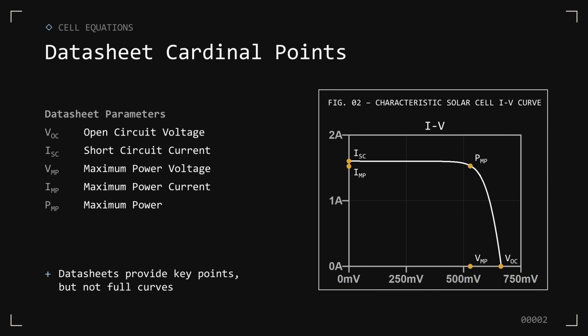The goal of the tool we want to develop is to recover a full model of the cell from just these 4 datasheet points. By the end of the first video, we'll have closed-form solutions for 3 of the 5 model parameters: the photogenerated current, the saturation current, and the ideality factor.